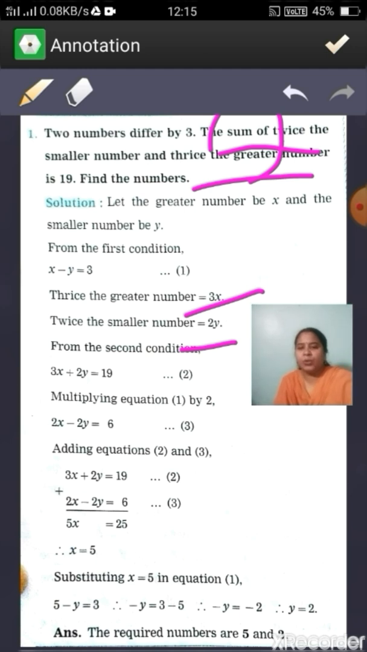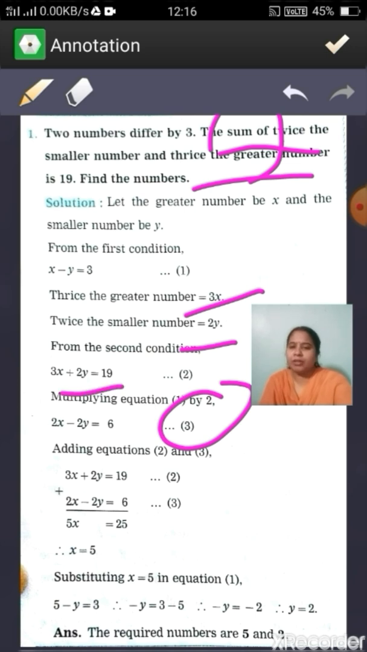So I am going to multiply equation number 1 by 2. From where do I get this 2? As you can see, equation number 2 is having 2y here. So let us get 2y in equation number 1 also. So multiply equation number 1 by 2. We get 2x minus 2y is equal to 6. Put it as equation number 3.